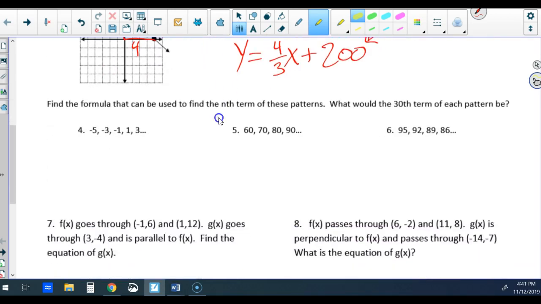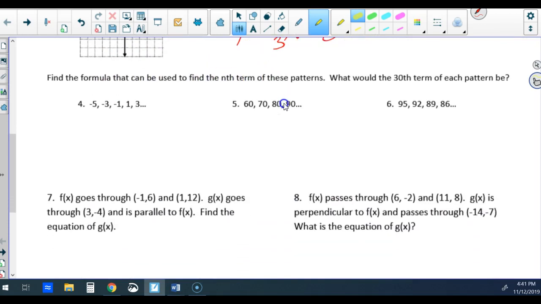Moving on to nth term. Find a formula that can be used to find the nth term of these patterns. What would the 30th term of each pattern be? Number 4, I need to set this up. A sub n equals, it's going to look like mx plus b, except instead of x, I'm going to have an n as my variable. M is the rate. It's what we're counting by. This is all in your orange book if you forgot this.